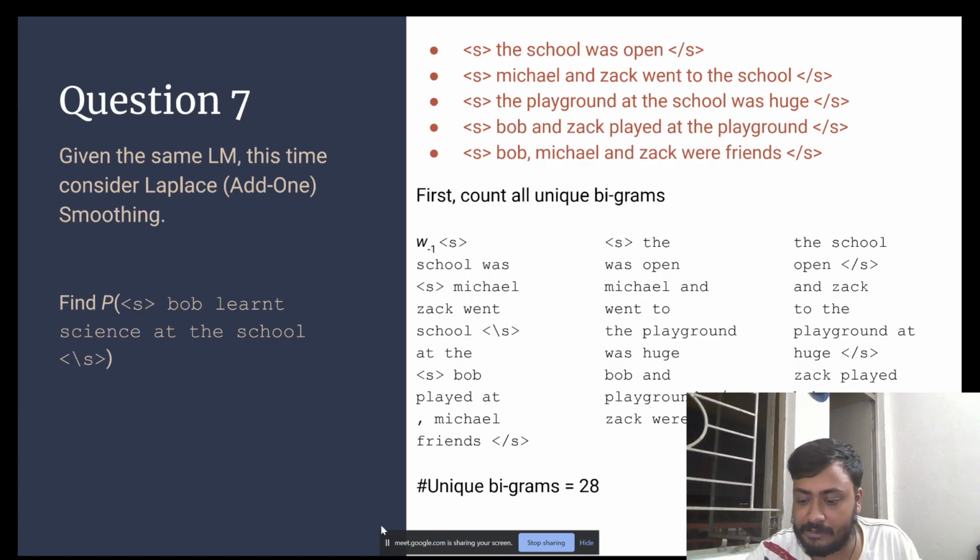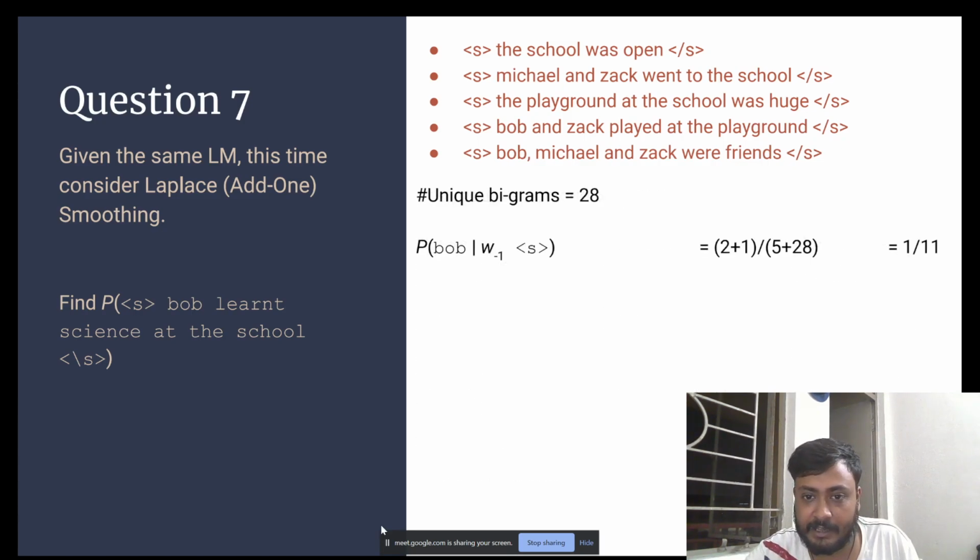Now you will have to eventually calculate the probability. So we repeat the same process as we did in the previous one, but this time you need to add 1 to the numerator and add the vocab size to the denominator. Alright. So again, this is Bob given start of sentence. So 2 times Bob comes after start of sentence and 3 times it does not. So 2 out of 5 would have been the value normally, but because we are doing Laplace smoothing, we add 1 to the numerator and 28 to the denominator. So we get 1 by 11.